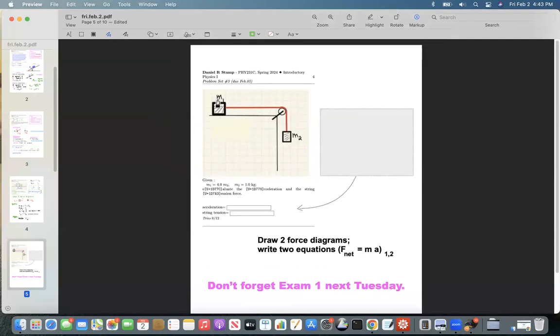Here's a problem from the assignment. You have two masses connected by a string, and the string goes over a pulley. We did a problem similar to this a minute ago, but here, mass M1 is on a horizontal surface. So M2 will either go down or up. M1 will either go to the right or to the left. But let's assume that M2 goes down, then M1 will go to the right. And the two accelerations will be equal, because if M2 goes down 1 inch, M1 will go to the right 1 inch.